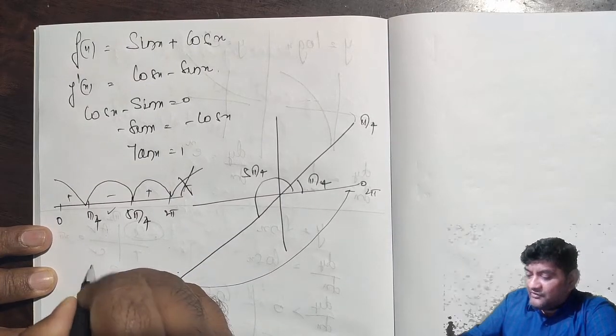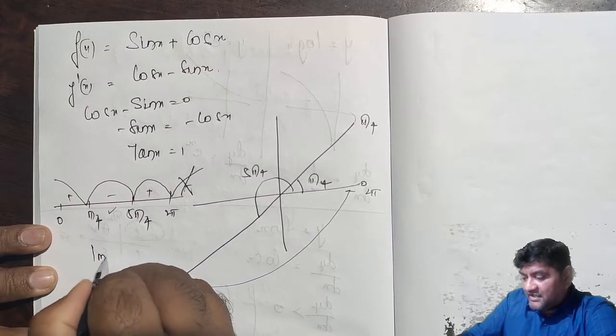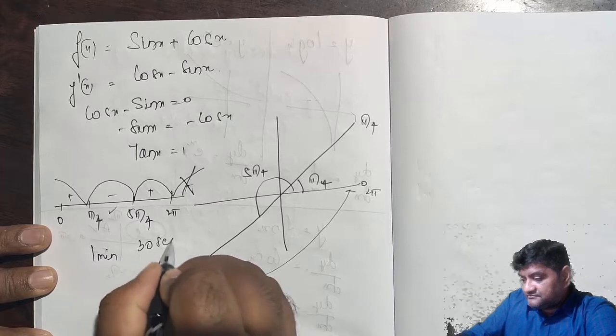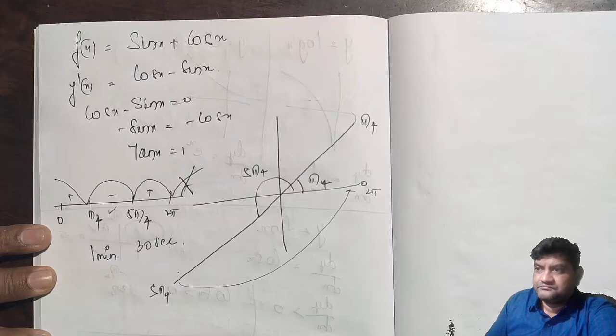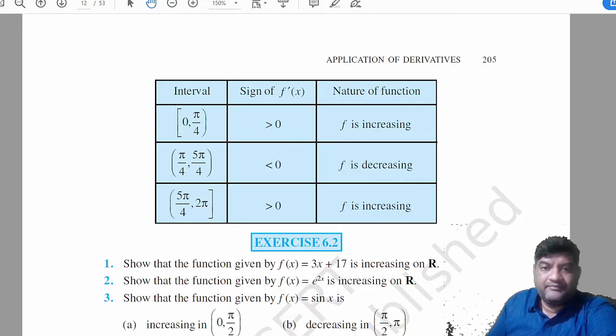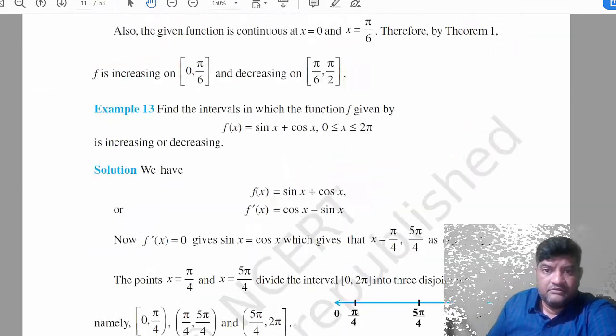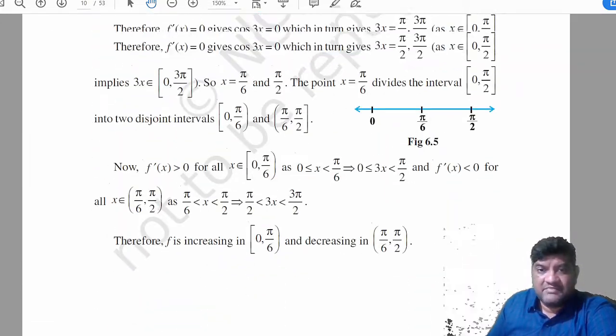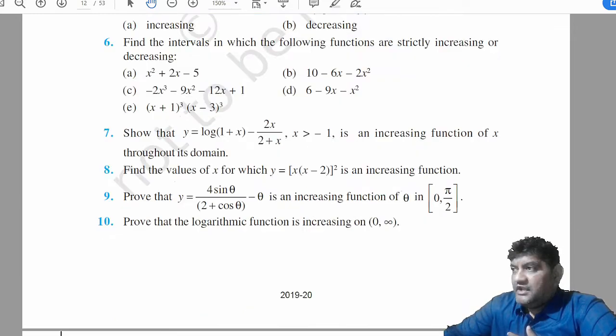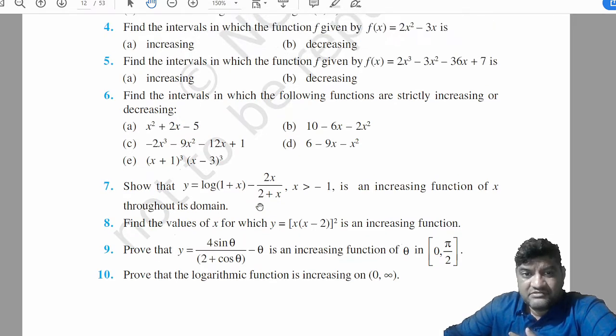Maximum number of minutes for one question in an MCQ paper is 1 minute 30 seconds. If you're taking anything above 1 minute and 30 seconds, you are wasting time. Please keep that in your mind. Apart from that, there is nothing much in this chapter. Some of the important questions, the 9th questions, which I've already mentioned, are important because students forget to take care of this minus theta. Apart from that, there is nothing much.